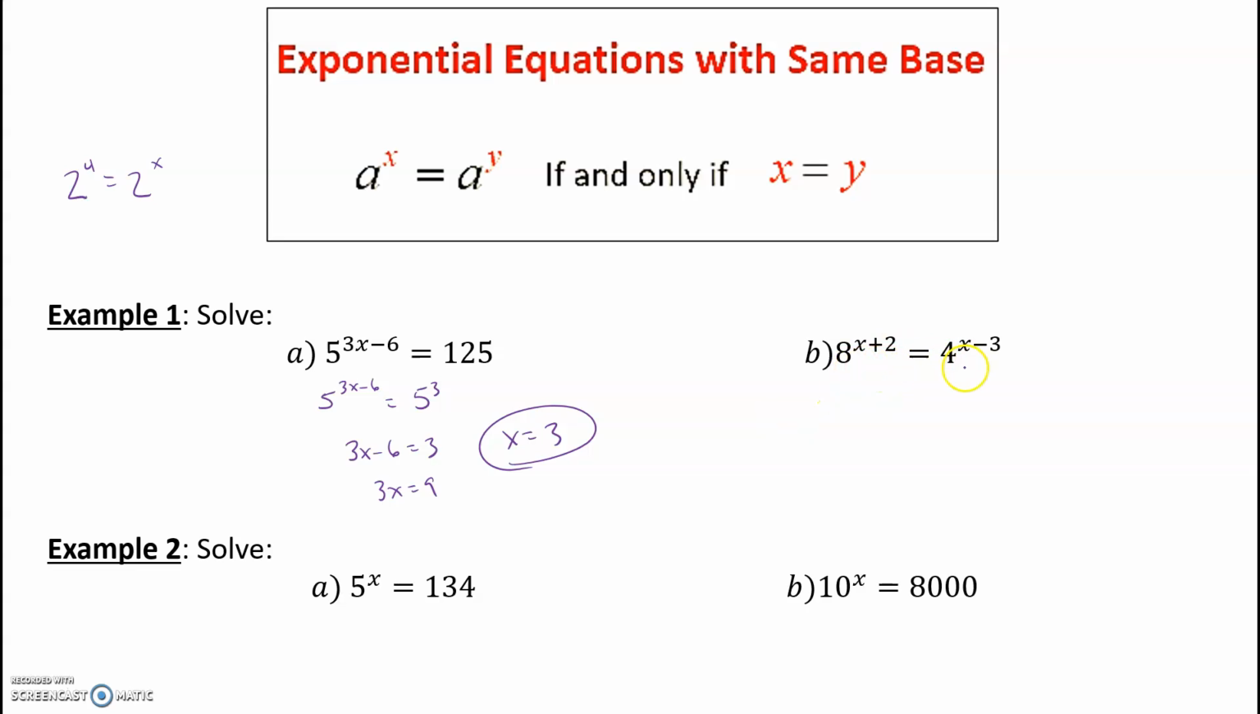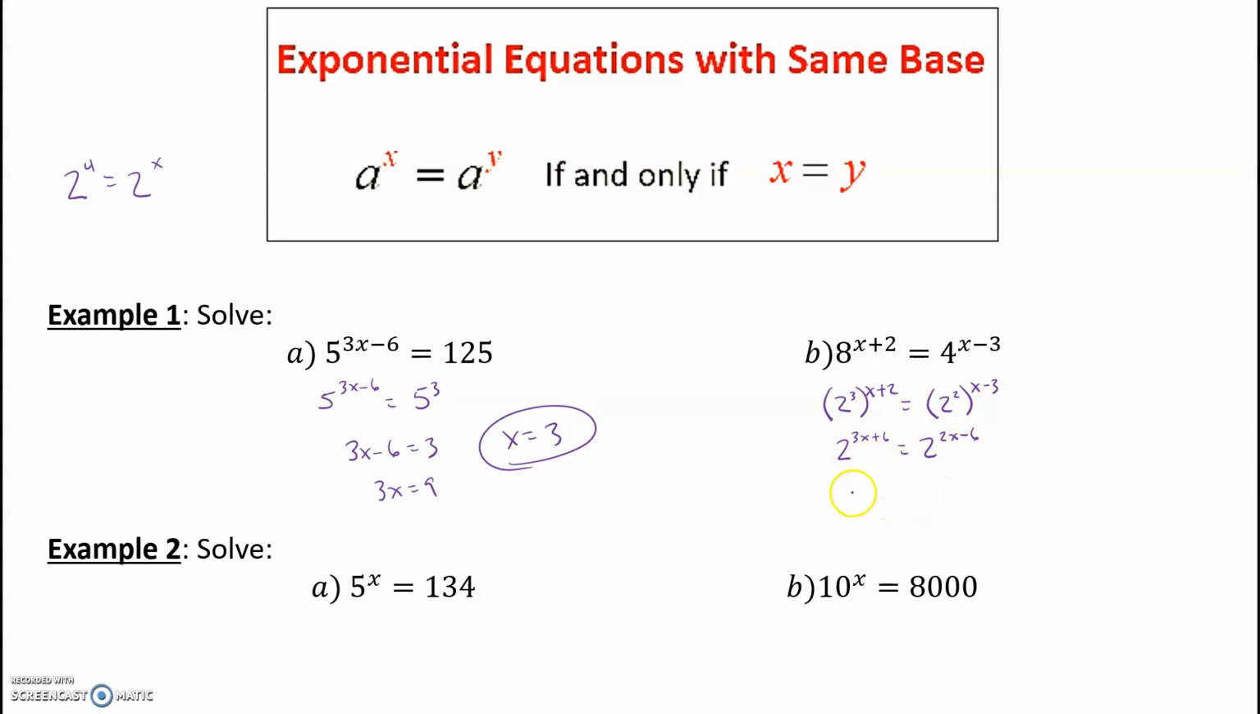Same concept here, except on this one, you got to think a little bit, right? What would be a common base? We're actually going to use 2. So instead of 8, I'm going to write it as 2 cubed to the x plus 2. And instead of 4, I'm going to write it as 2 squared to the x minus 3. Power to a power, we multiply. So we have 2 to the 3x plus 6, and 2 to the 2x minus 6, right? Distribute. Now we have a common base.